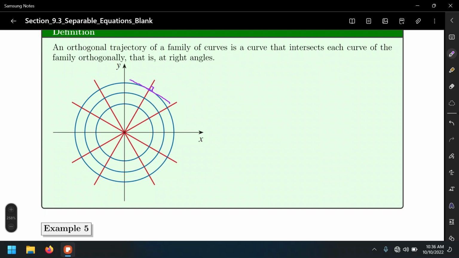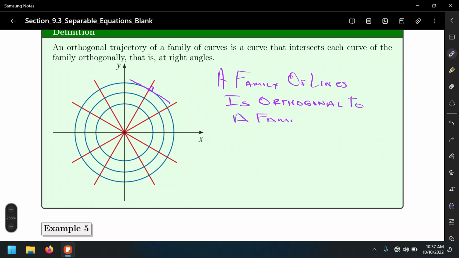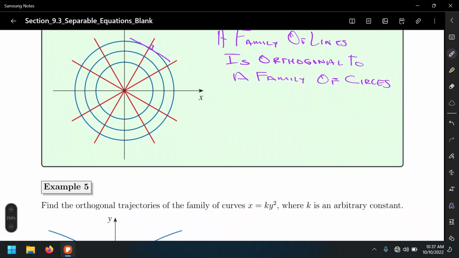All right. In this case, what are we seeing in the picture? Here in this picture, we are seeing that a family of lines is orthogonal to a family of circles. Actually concentric circles, because they all share the same center, in this case the origin, if we were to describe them more properly.